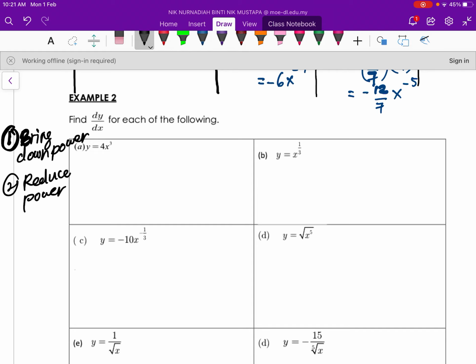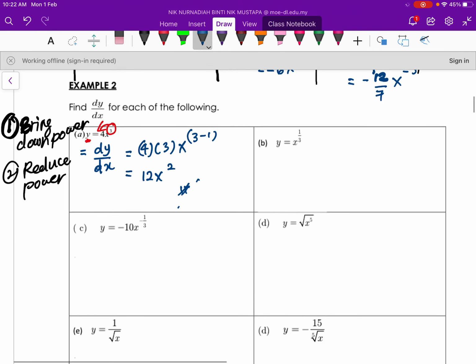So kita kena make sure dia dalam bentuk power dah ya. So yang ni 4x to the power of 3. So we can directly follow the process, bring down power, reduce power here. So dekat sini dia bagi kita y. So bila kita differentiate, dia akan jadi dy over dx. dy over dx is equal to 4 multiplied by 3 x to the power of 3 minus 1. So the answer will be 12x squared.